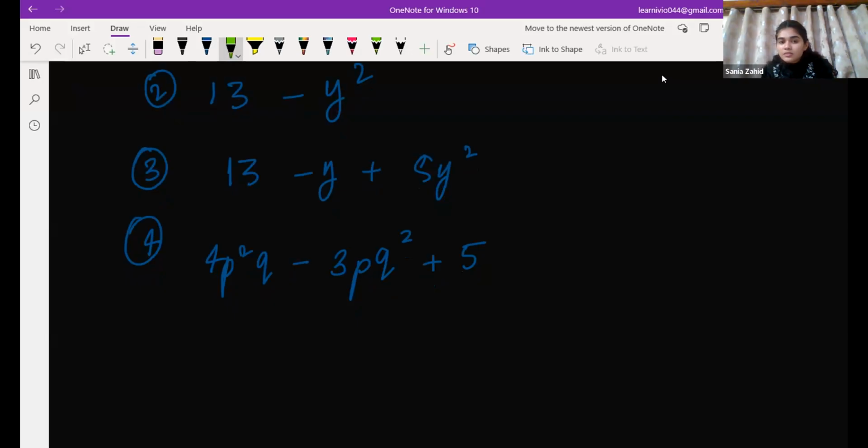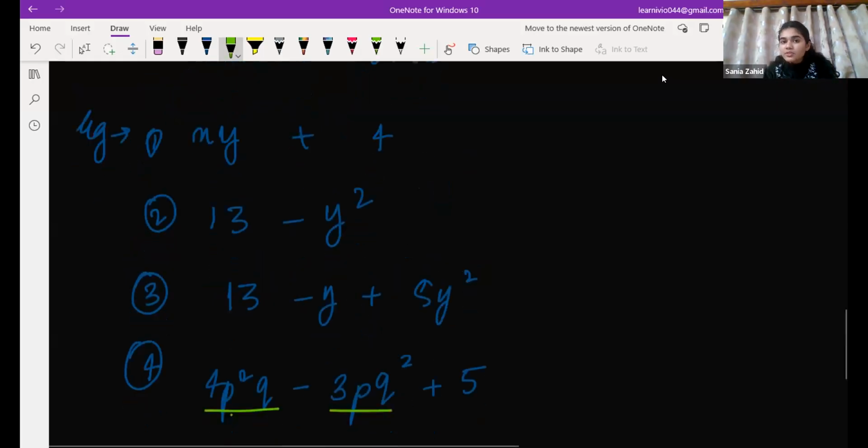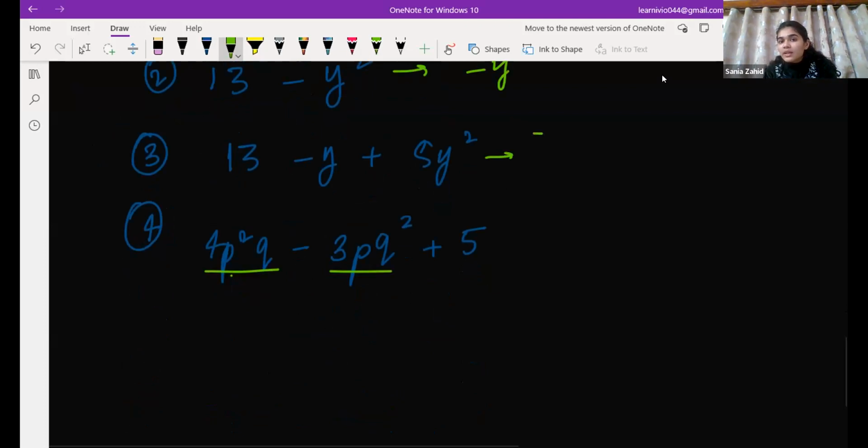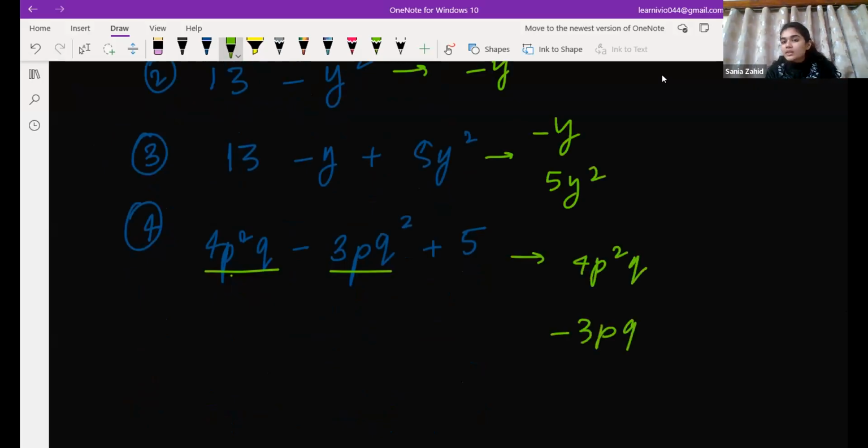Minus 3pq square, and 4p square q, 4pq square. Okay, so I'll just write down all the terms which are not constant. Over here xy is not constant, minus y square. Over here I have minus y and 5y square, and over here I have 4p square q and minus 3pq square. Right, these are my answers, the terms which are not constant.